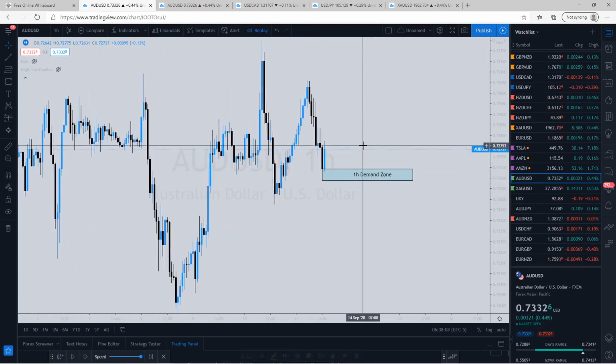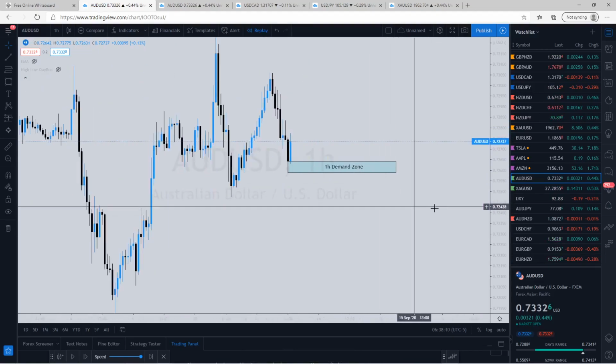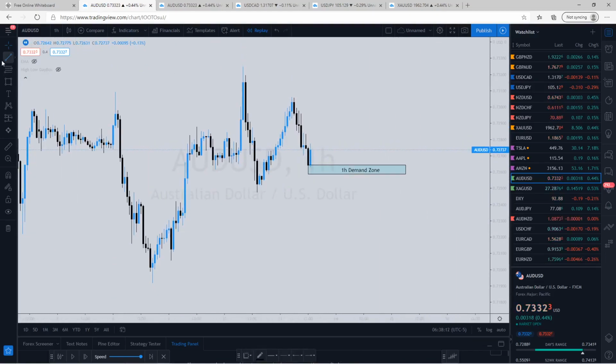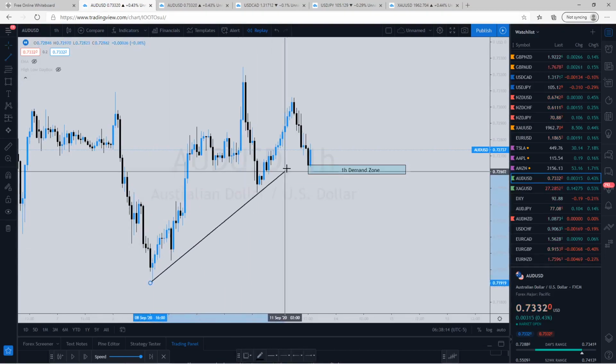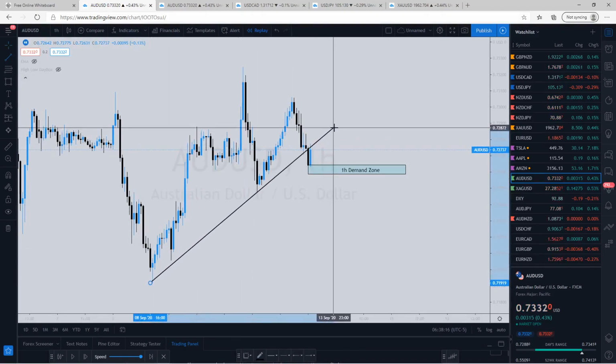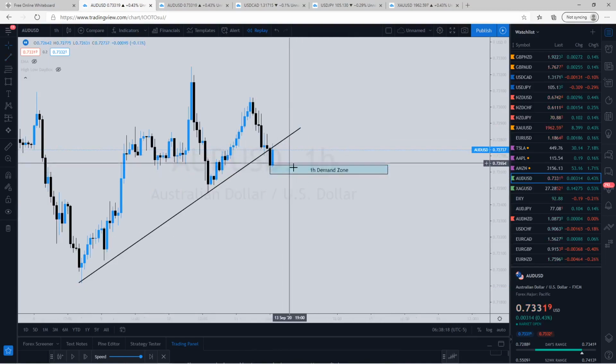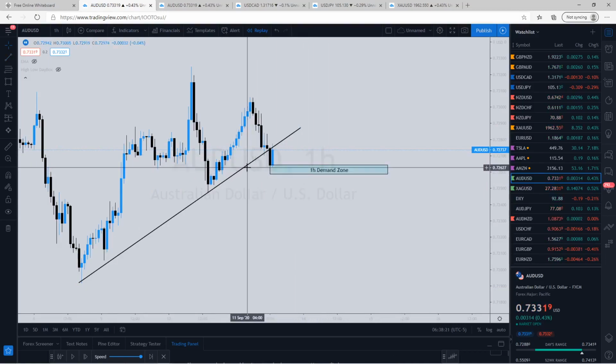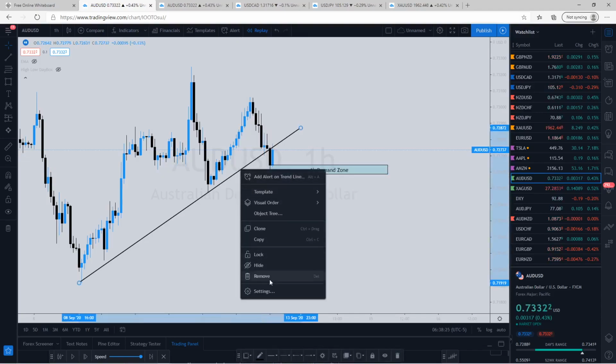So what we can actually do here is we can go ahead and even sometimes draw a trend line. And we want to ask ourselves, are we trading the trend line or are we trading horizontal levels? I recommend trading horizontal levels and only using trend lines as extra confirmation.